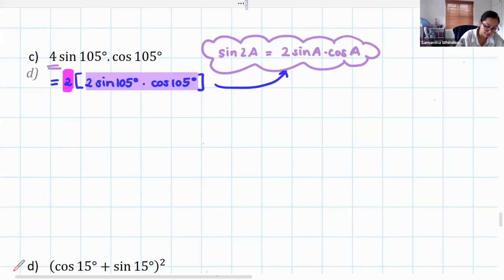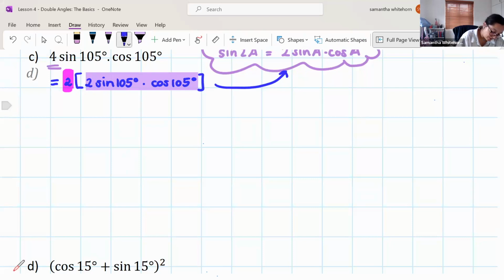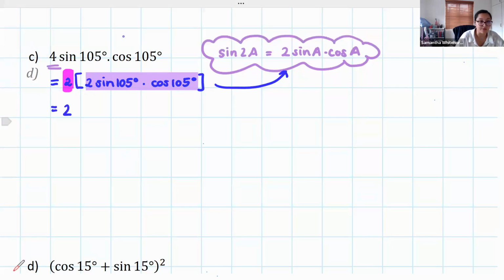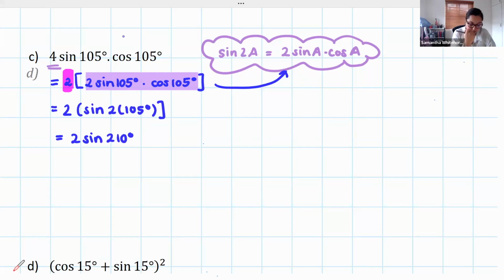So in this purple bubble here, leave the coefficient of 2. There's nothing wrong with it. I've dealt with it. It is there. And now we can write the situation as sine of double the angle 105. So what we have here is 2 sine, and double 105 is 210 degrees.